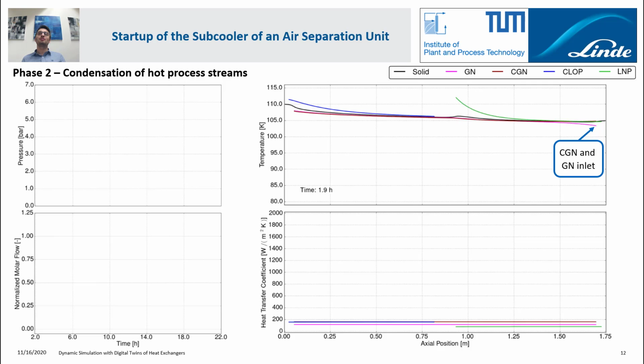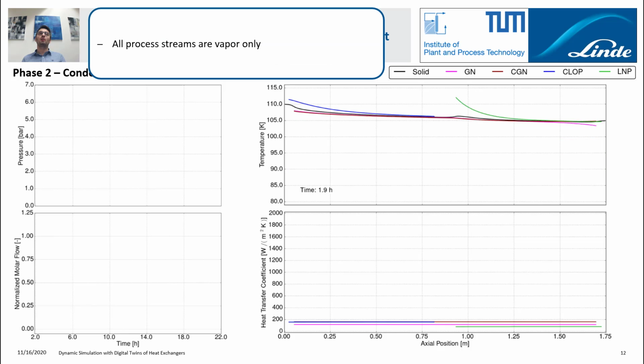The cold GN and CGN passages enter at the right end and leave at the left end, which means we have a counter-current flow orientation. Let's start the simulation. At the beginning, all process streams are vapor only at a time of 1.9 hours.